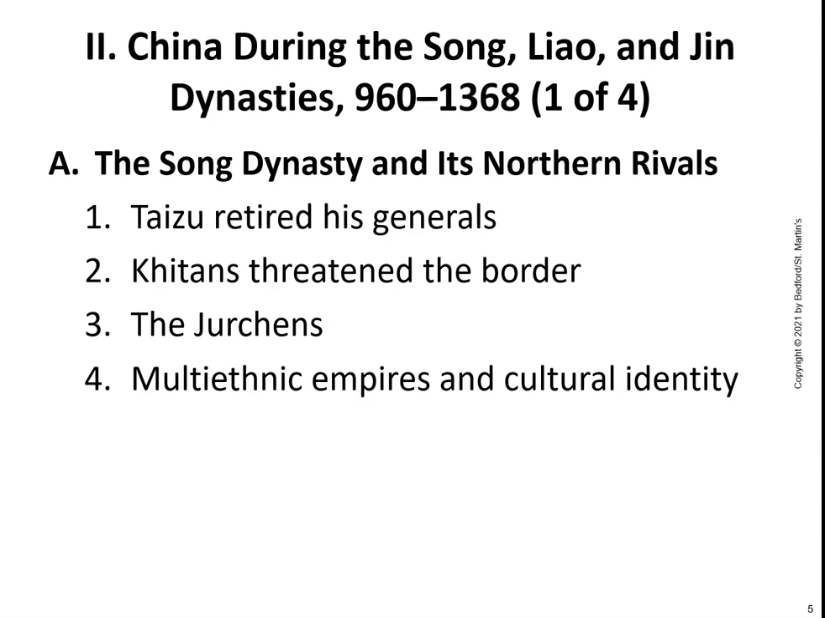The Liao and Jin states were multi-ethnic empires which adopted many elements of Chinese statecraft to rule their Chinese subjects. As many Jurchens moved into Chinese territory, it became difficult to preserve that cultural identity.